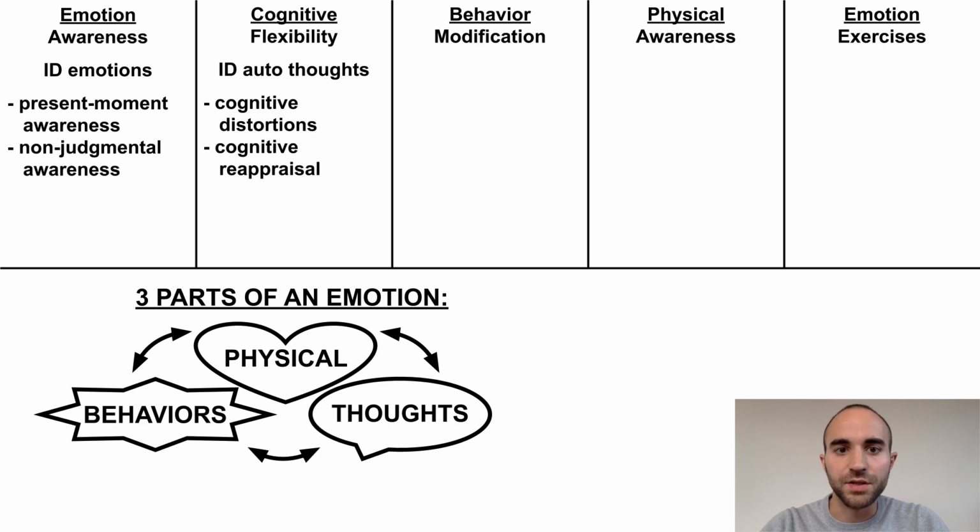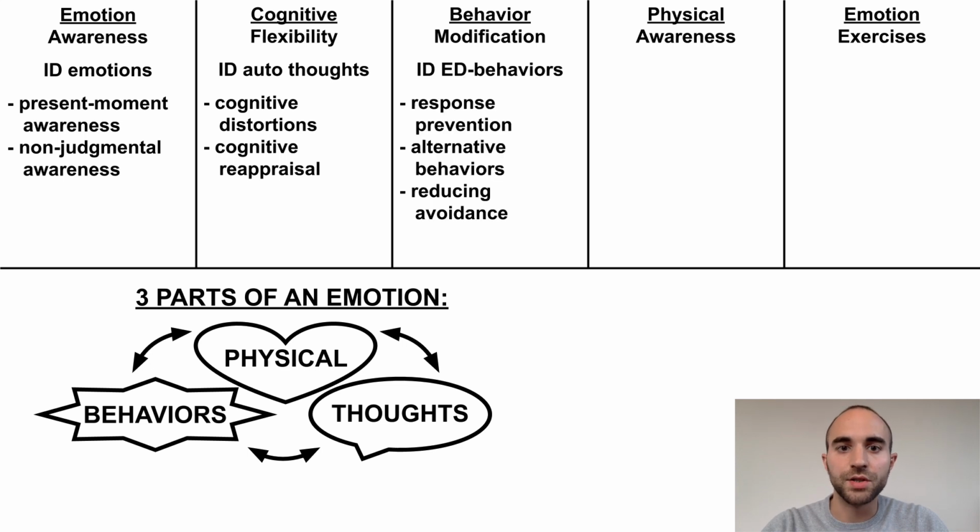Cognitive flexibility involves learning to identify and track thoughts, specifically automatic thoughts. Once the patient is able to track their automatic thoughts, they are then taught to evaluate them in terms of cognitive distortions, and through the process of cognitive reappraisal, develop more flexible, helpful, and healthy ways of thinking. Behavior modification involves learning to identify and track behaviors, specifically emotion-driven behaviors, abbreviated as EDBs. After becoming more aware of their EDBs, patients practice the skills of response prevention, learn to engage in alternative, more adaptive behaviors, and overall practice reducing avoidance through behavioral activation.